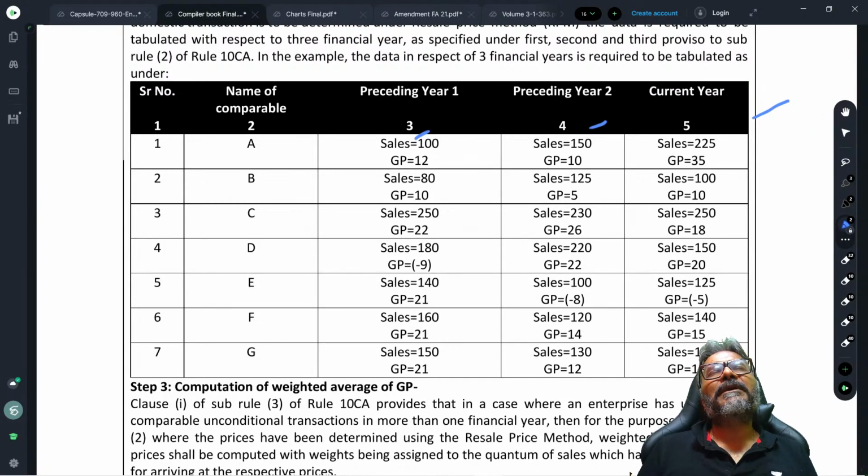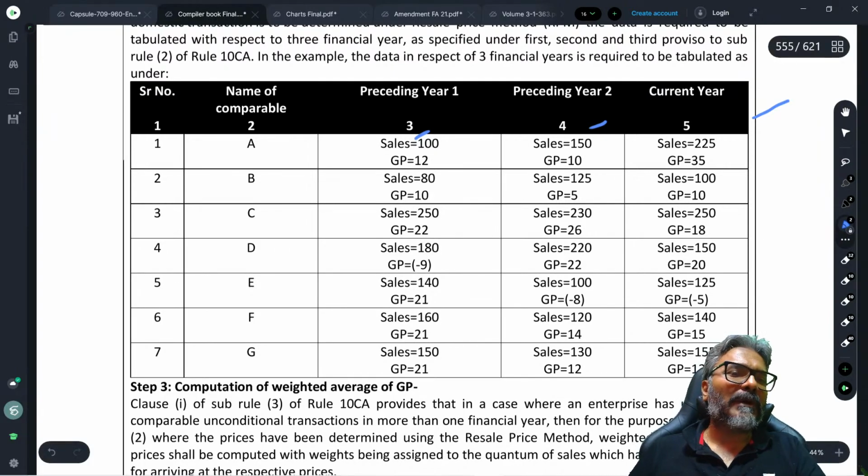Students, please pay attention. In the resale price method, what we require is the gross profit margin as well as the sale price of all the comparables, because through that I will be in a position to arrive at the gross profit percentage of the uncontrolled transaction, and that exactly is the point. So students, this is the data which has been given.